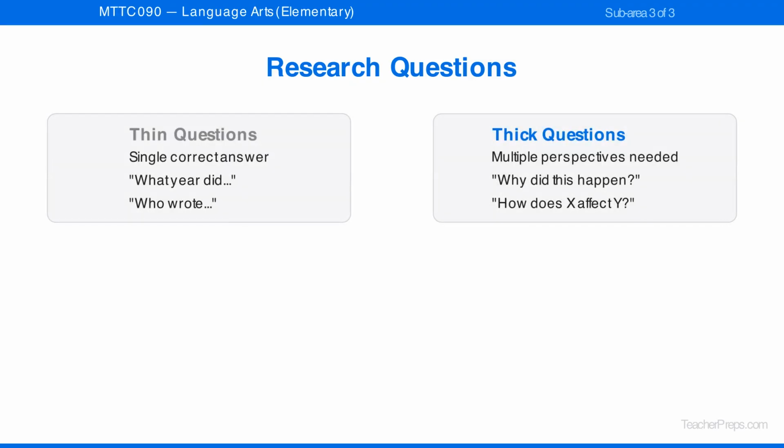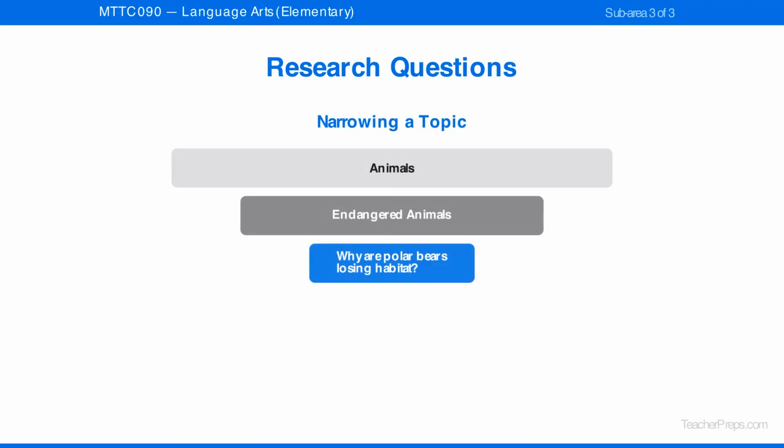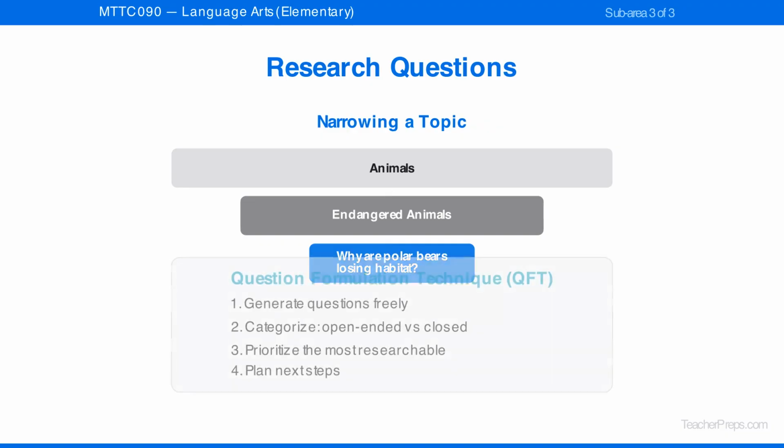Let's move to Objective 11, Inquiry Processes and Research. Good research starts with a good question. There's an important distinction between thin questions and thick questions. Thin questions are simple factual questions. Who, what, when, where. They can be answered with a single fact. What year did Michigan become a state? Thick questions require analysis, synthesis, or evaluation. How? Why? What if? Why did Michigan's population grow so rapidly in the early 1900s? That's a thick question, and it makes for much better research.